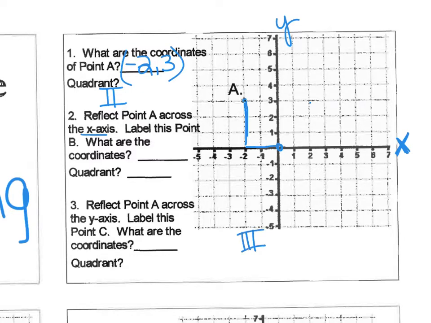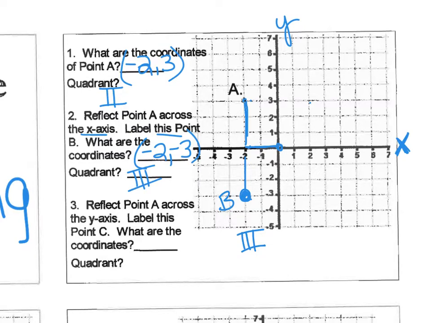And we're still going to go over 2 to the left, but now I'm going to go down 3. So our new point is going to be down here. It told us to label that point B, and the new coordinates are -2, -3. Okay, so we still went to the left 2 spaces. For A, we went up 3, but for the reflection, we went down 3, okay? And like we said, we're in quadrant 3 down here.